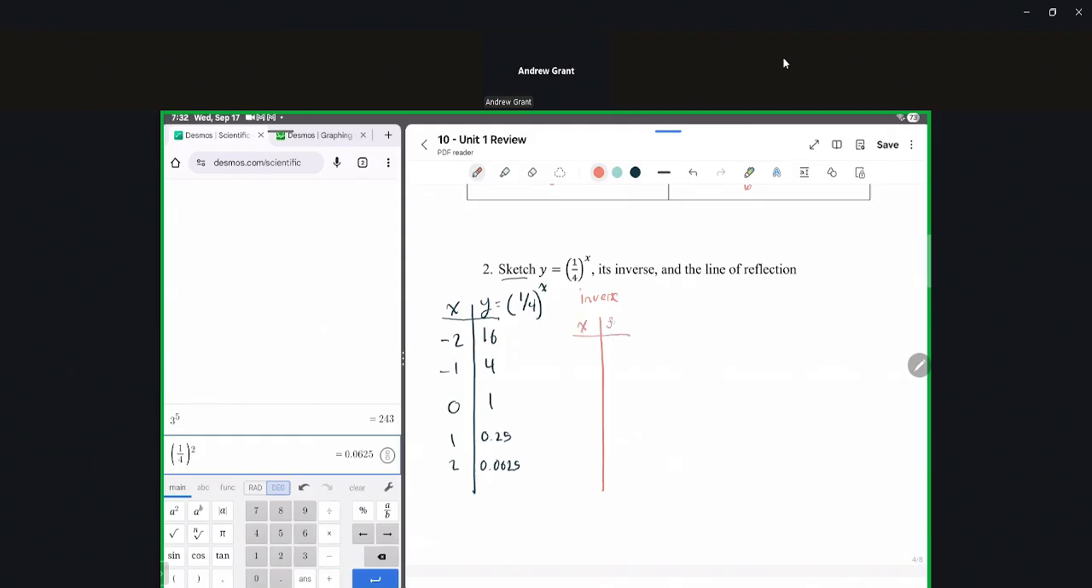Okay, which means when we graph the inverse, and remember that the notation for this is f -1 of x, you just switch these values. So -2 comma 16 becomes 16 comma -2. -1 comma 4 becomes 4 comma -1. 0 comma 1 becomes 1 comma 0. 1 comma 0.25 becomes 0.25 comma 1. And 2 comma 0.0625 becomes 0.0625 comma 2.